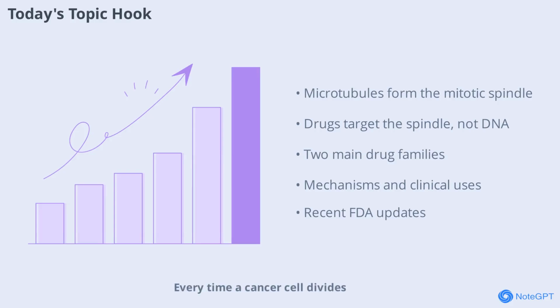Every time a cancer cell divides, it constructs a tiny internal scaffold called the mitotic spindle, made entirely of microtubules. Unlike many chemotherapy drugs that attack DNA, today's agents target this scaffold itself. By freezing the spindle, the cell can never finish dividing. In this video, we'll cover how microtubules work, the two major drug families that target them, their mechanisms, clinical uses, toxicities, and how this drug class has evolved with the latest FDA approvals. Let's jump right in and see how these agents disrupt cancer at its core.